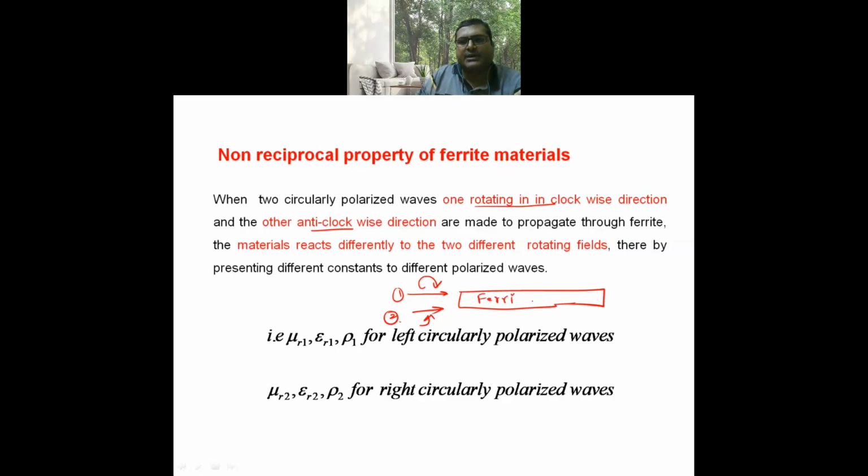For proper operation, a strong magnetic field is to be applied to the ferrite rod. These two signals, one rotating clockwise and the other anti-clockwise, are made to propagate through the ferrite. The material reacts differently to the two rotating fields, thereby presenting two different constants to the polarized waves, such that it presents mu r1, epsilon r1, and rho1 for left circularly polarized waves, and mu r2, epsilon r2, and rho2 for right circularly polarized waves.